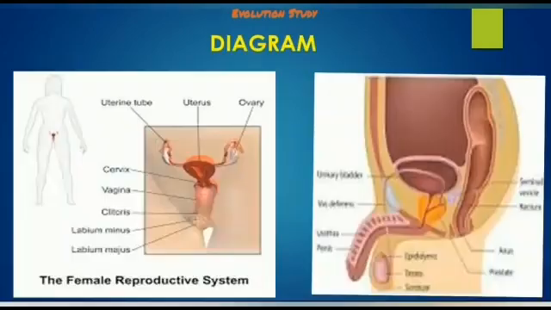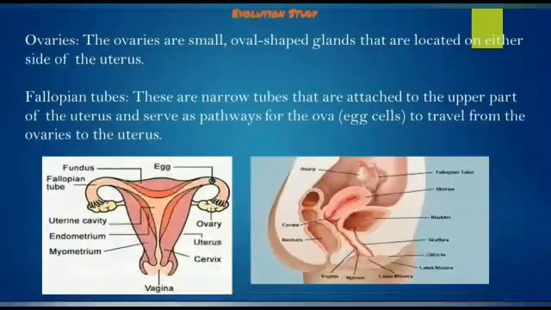A diagram of both the female reproductive system as well as the male reproductive system is given here. You need to go through this, and if there are any queries, you can ask them in the next session. Now we haven't discussed ovaries and fallopian tubes, so let us discuss them as well. The ovaries are small oval-shaped glands that are located on either side of the uterus. As you can see, a picture of the female reproductive system is already listed here in brief.